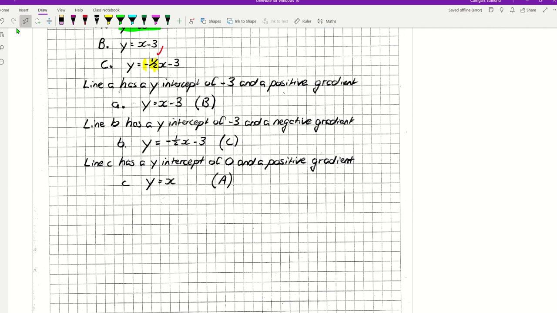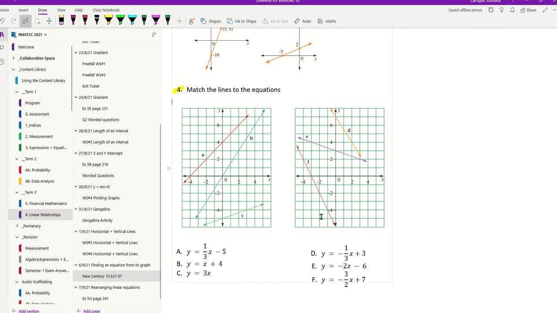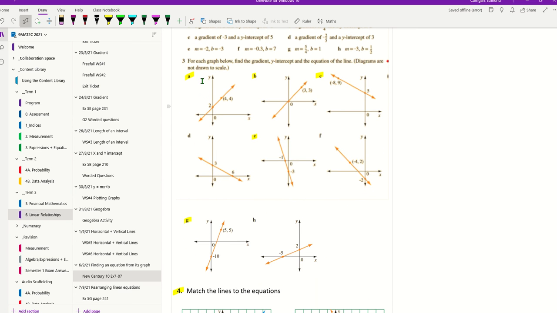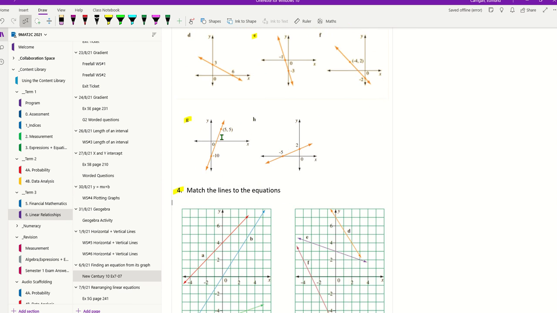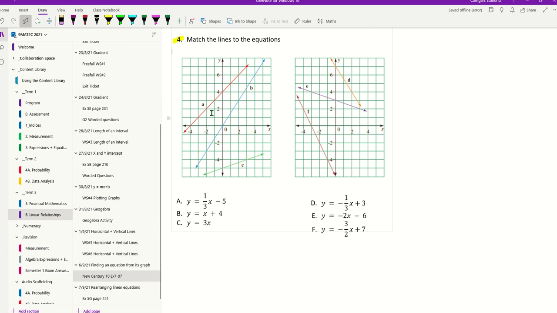So for today, that is pretty much what you are doing. There are some examples here. For the first one, write the equation for the line, as it gives you the gradient and the y-intercept. The next one, you have to find the gradient and the y-intercept and the equation of the line. And our last one is matching these equations to the lines above them.